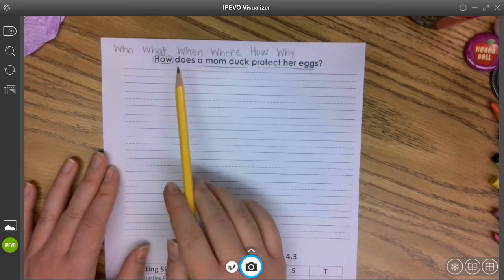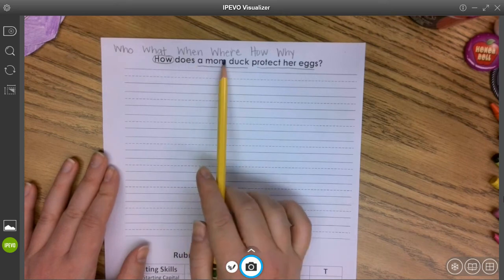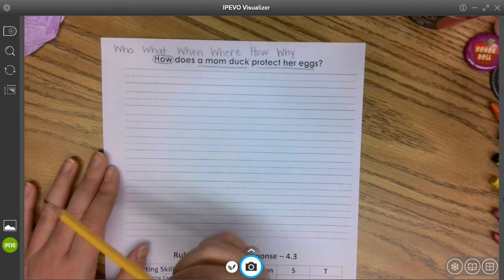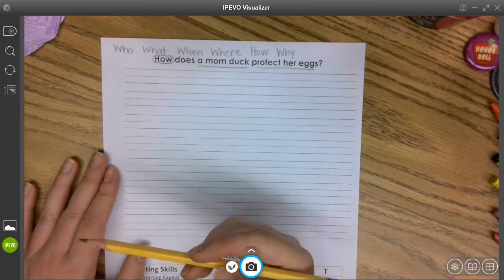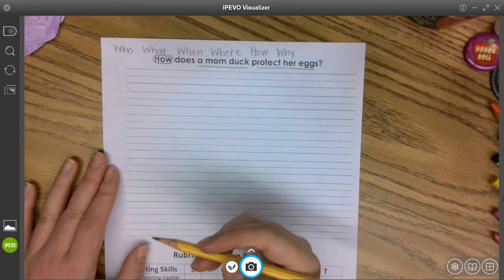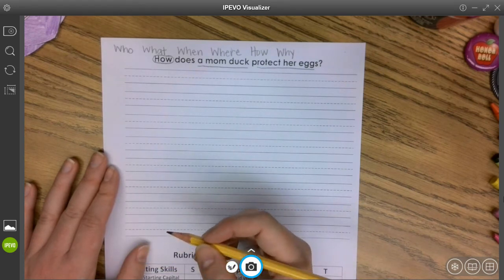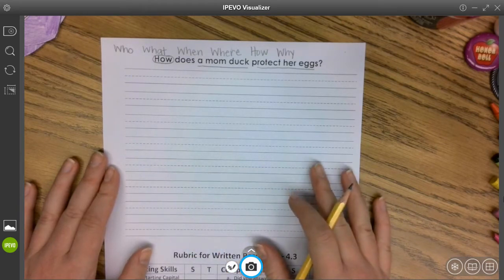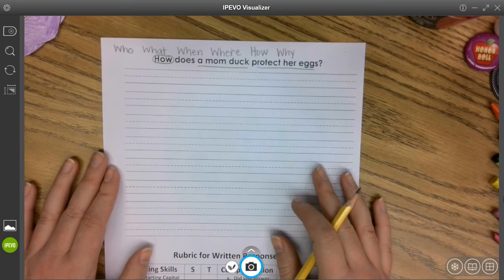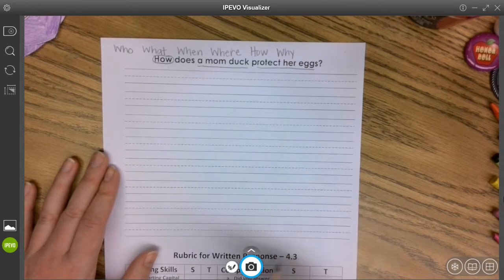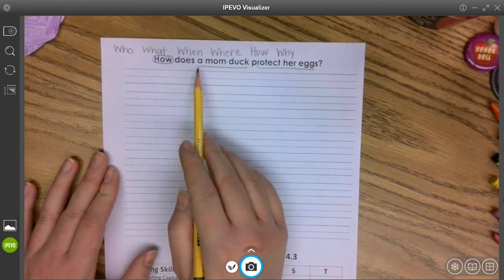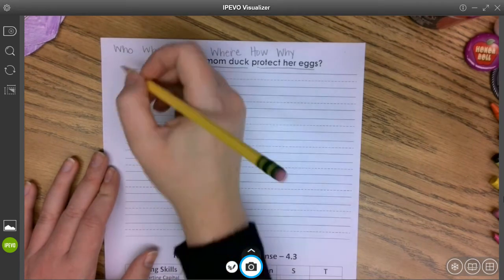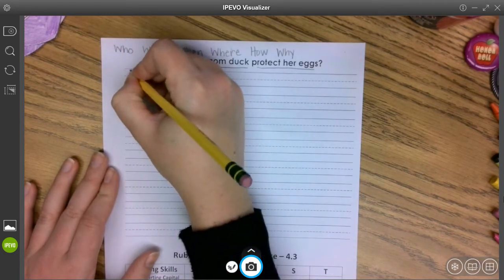But remember, the ones we didn't need, so when, where, and why, could be used to add extra detail to your sentence to make it more interesting when you're working on your own. We're going to just stay with the basics though. So again, we always need to start our sentence with the noun. We want to say who we are talking about. So who are we talking about in this sentence we'll write? We're talking about a mom duck. So I'm going to start with the who, a mom duck.